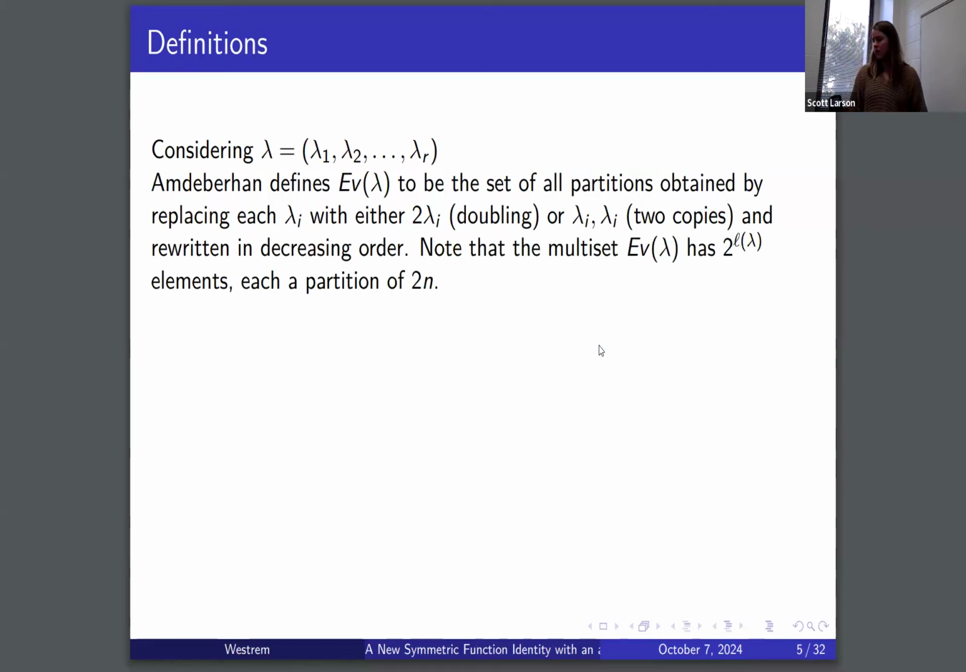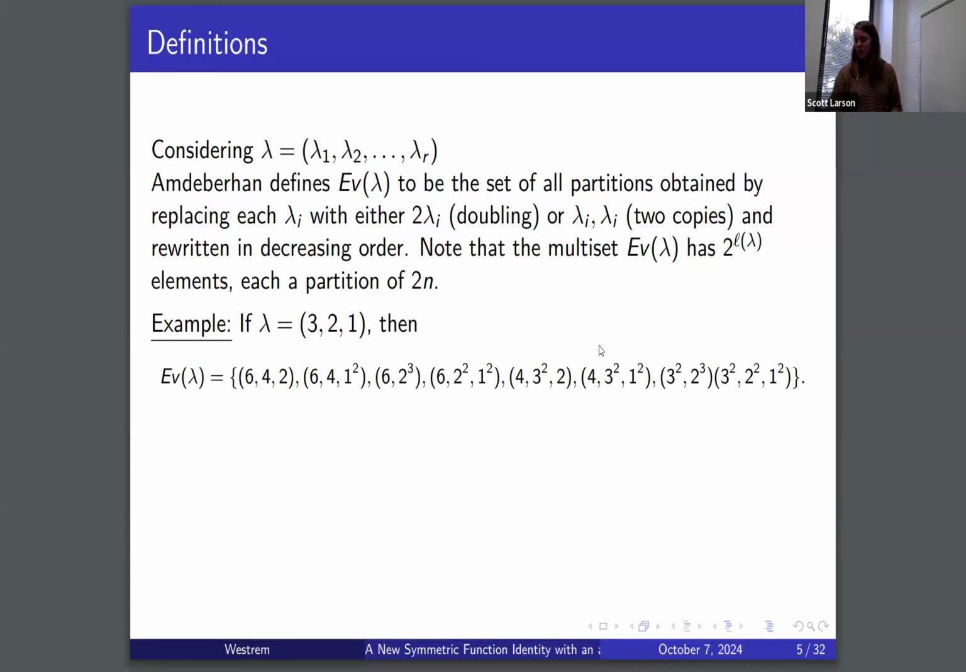This set of partitions will have 2 to the number of parts elements, where each is now a partition of 2n, since we're doubling or copying each part. For example, if lambda is 3, 2, 1, then we can build EV of lambda in this way. We have 3 parts, so 2 to the 3rd number of elements, so 8 partitions here. And notice here we're either doubling 3, 2, 1 or making 2 copies of that. So this is EV of lambda.